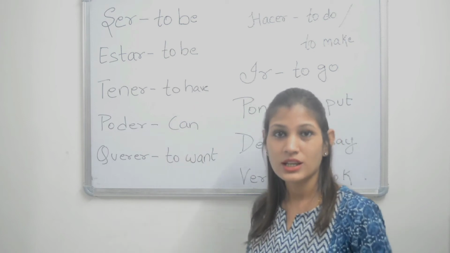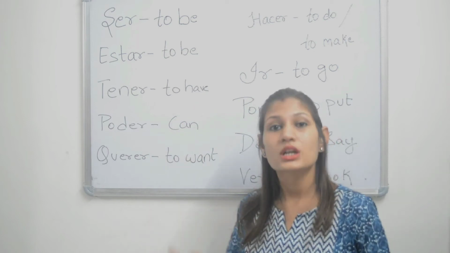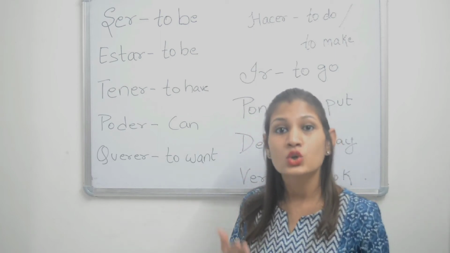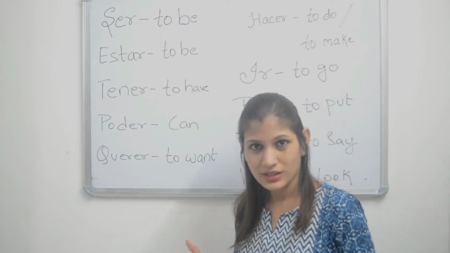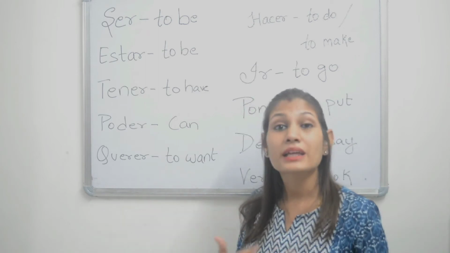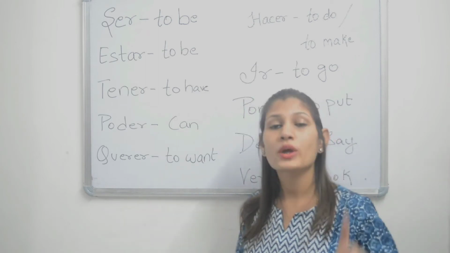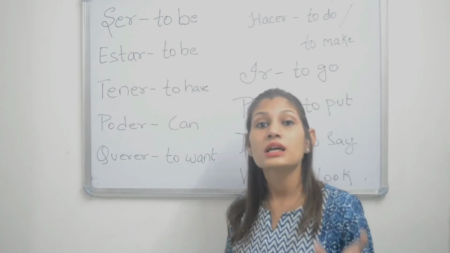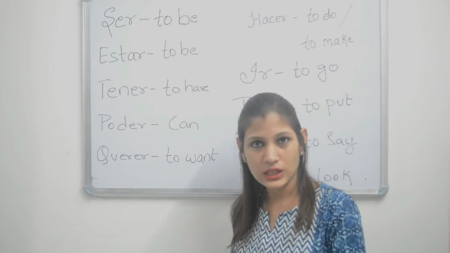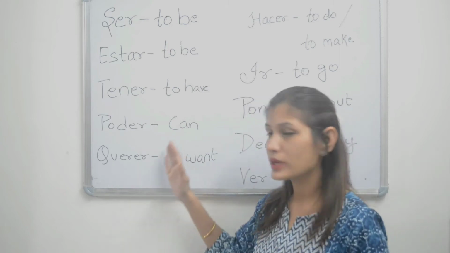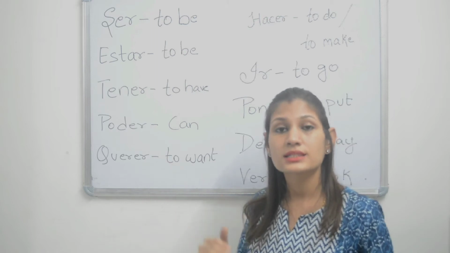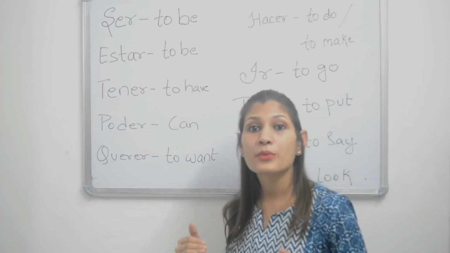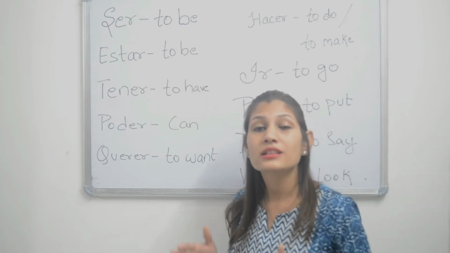Tener means to have. So I have a dog, I use yo tengo un perro. You have a cat, tú tienes un gato. Poder is can, like I can. Always remember, when you have already conjugated the first verb in a sentence, there is no need to conjugate the second verb. Yo puedo saber. Yes, I can know. Yo puedo aprender. Yes, I can learn.